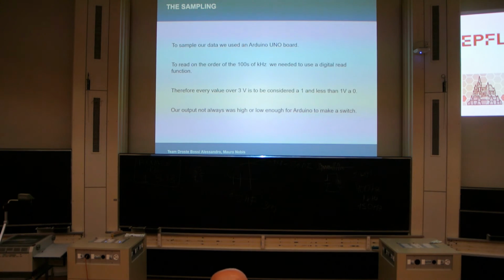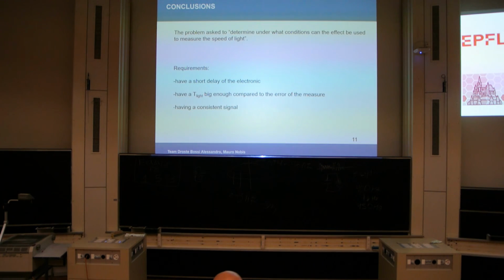And to conclude, the problem asked under what condition this effect can be used to measure the speed of light. There are three basic requirements. Have a short delay of the electronics, have a delay due to the speed of light comparable at least to the error of the measurement for the electronic signal, but also we need a signal.